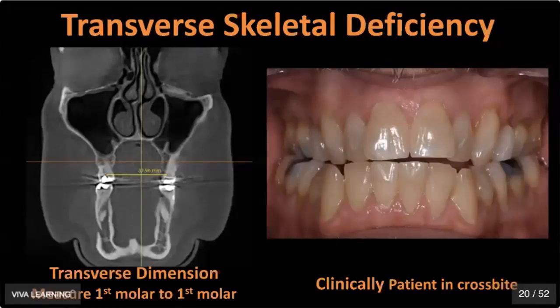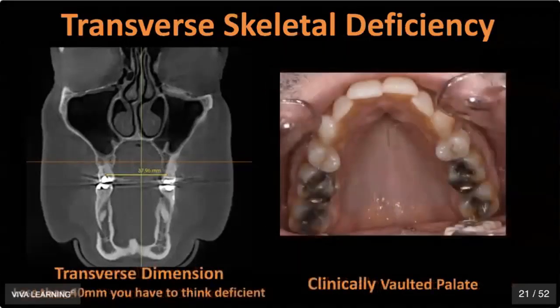Now, the picture on the right is this actual patient. And what you can see is that they're a little bit in crossbite. And that's because they're narrow. And as you can see from the diagram on the left, their dimension was only 37 millimeters. This same patient, when you look at his arch, you can see how narrow he is up in the premaxilla area. And you can also see how vaulted his palate is.